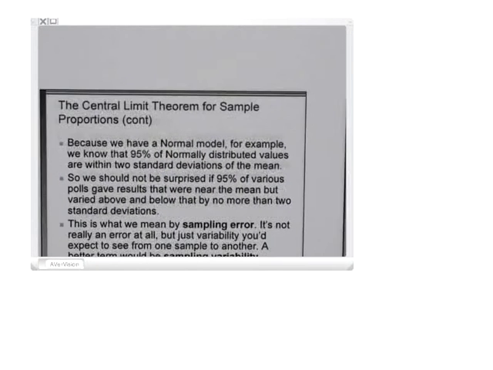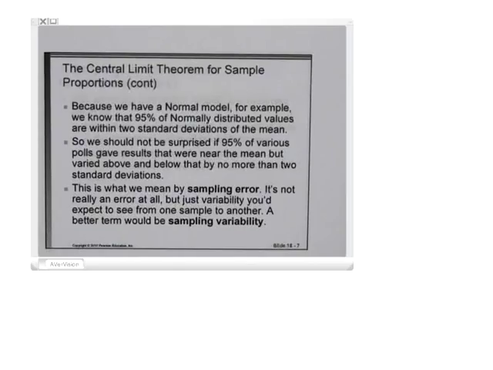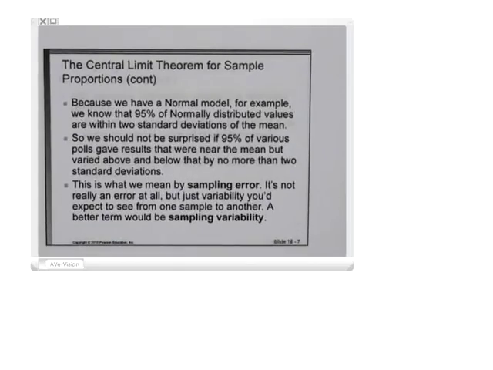Moving on, because we have a normal model, for example, we know that 95% of normally distributed variables are within 2 standard deviations of the mean. That's kind of what I just said to you. So we shouldn't be surprised if 95% of various polls gave us results that were near the mean, but varied above and below. We expect 95% to be within 2 standard deviations.